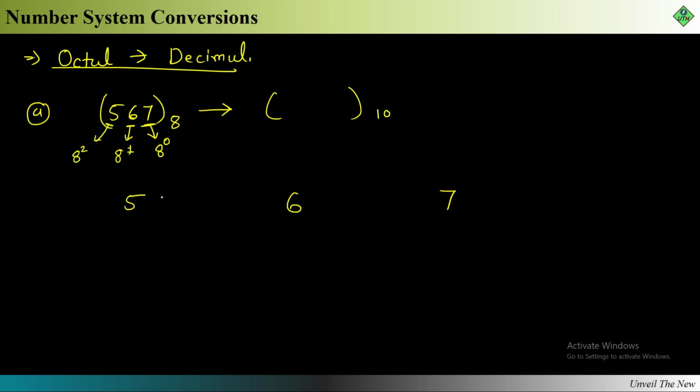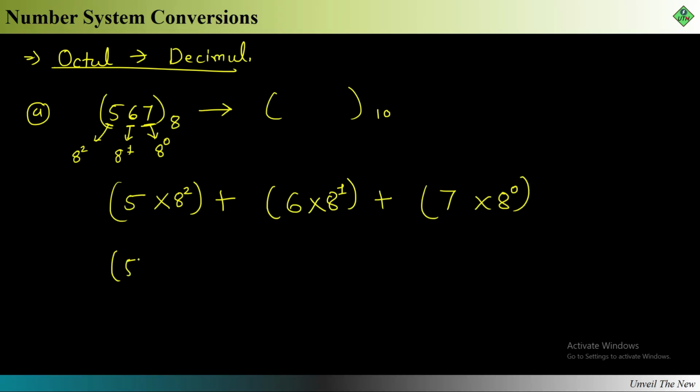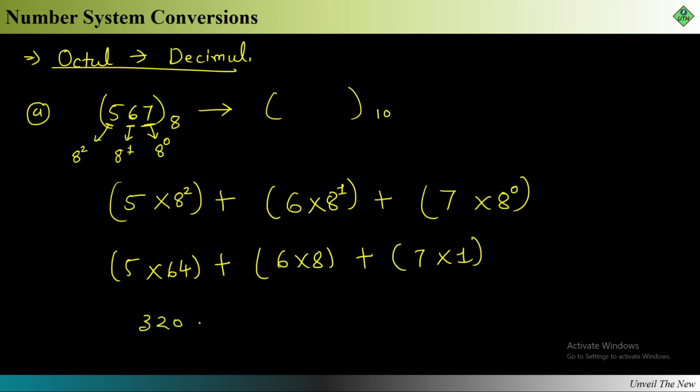Now the simple thing that we will do is multiply the values with the weights, and once we do this, we will have our decimal conversion. Very easy. 8 raised to 2 means 64, then 6 into 8, and finally 7 into 1. What is 64 into 5? 64 into 5 is simply 320. 6 into 8 is 48, and plus 7 is 375. So this is the answer for 567 octal: the decimal conversion is 375.